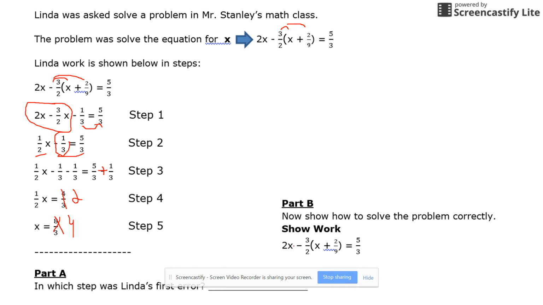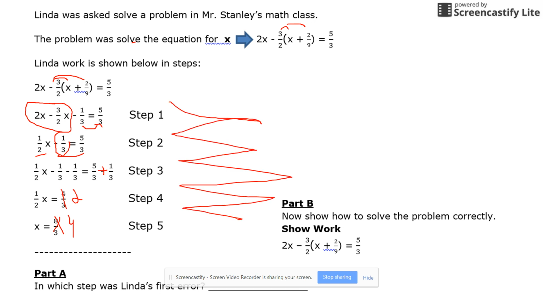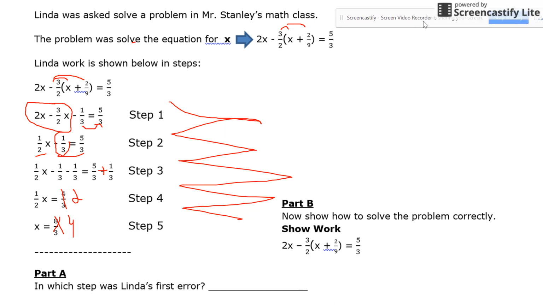I think the best way to do this error analysis is to just work out the problem yourself over here and then check it back and show all the steps you would show, make sure that you're doing all of that stuff.